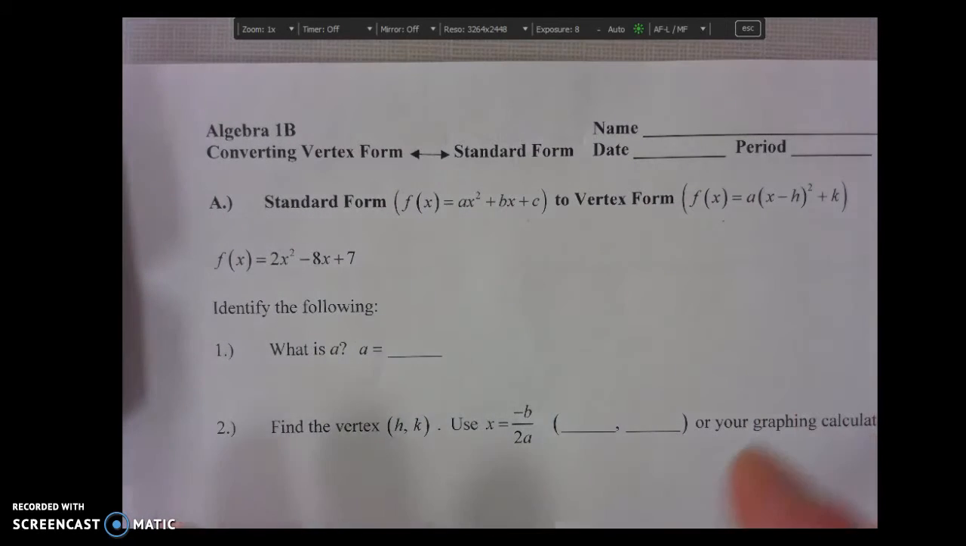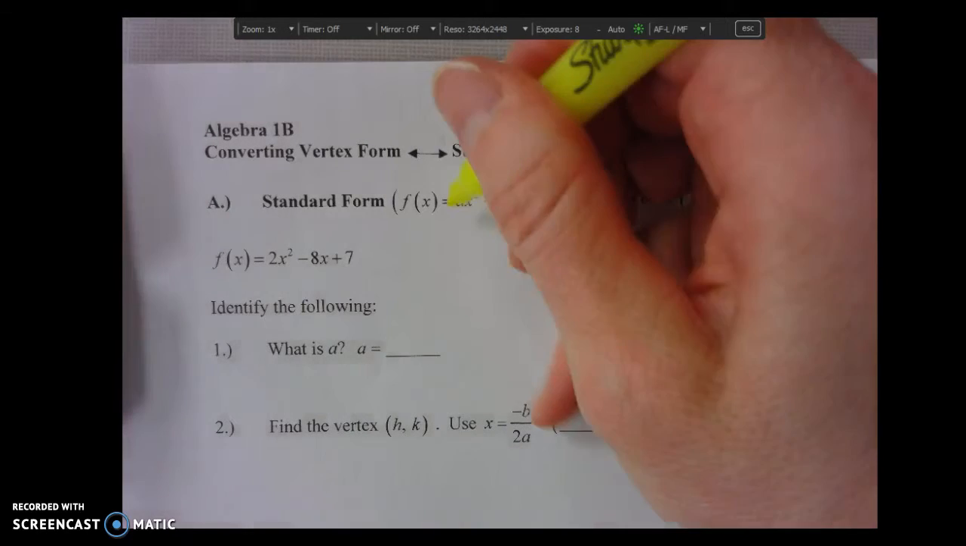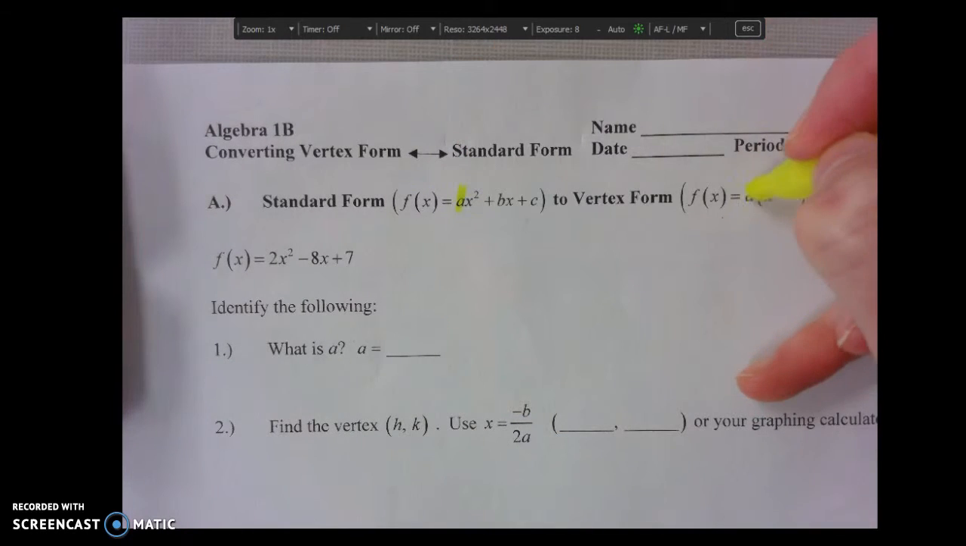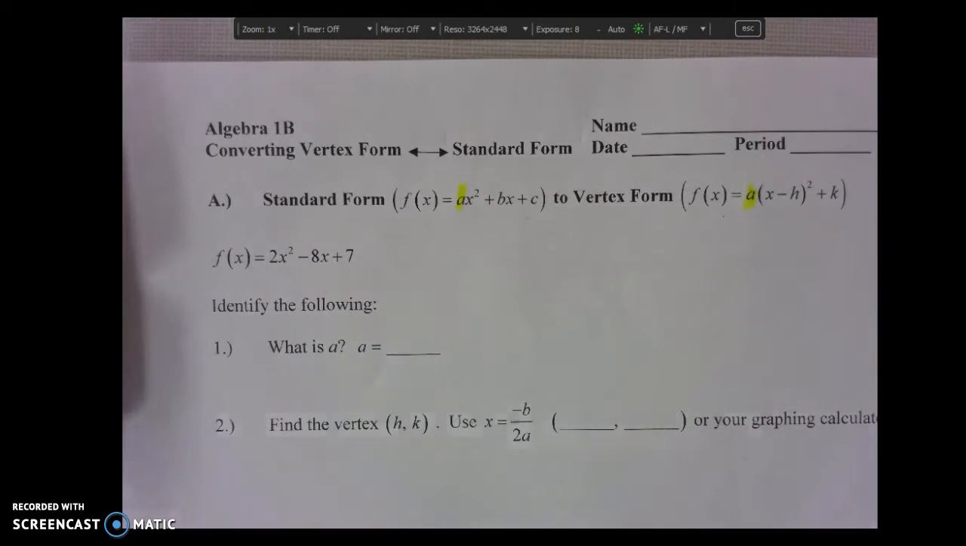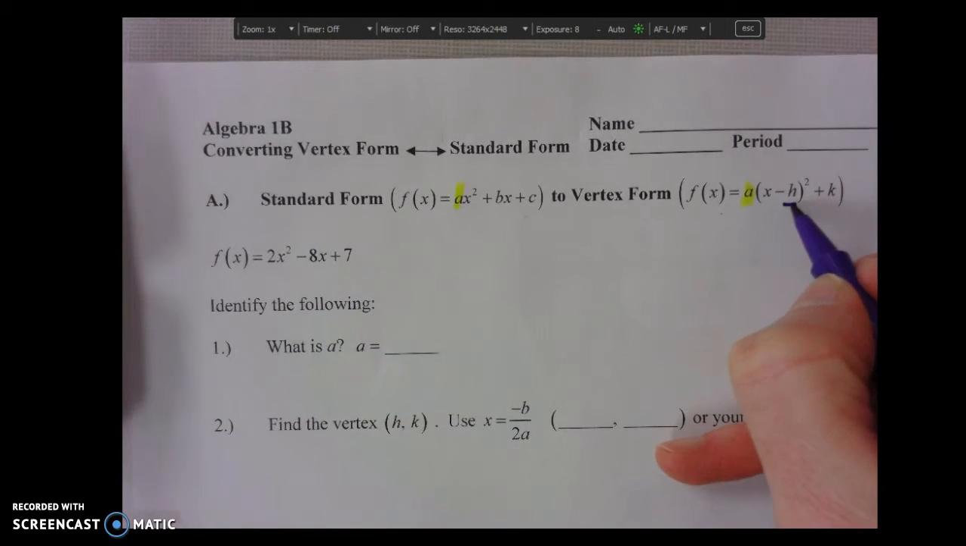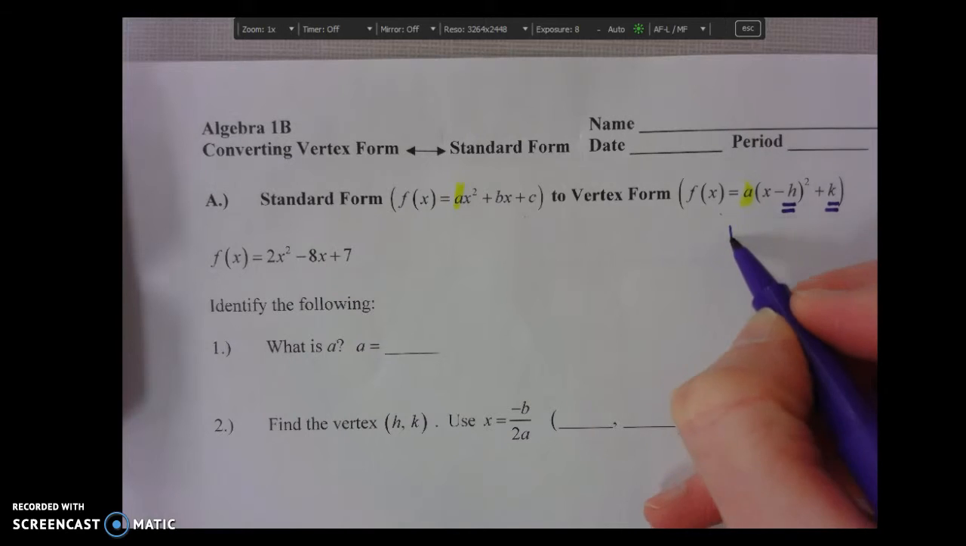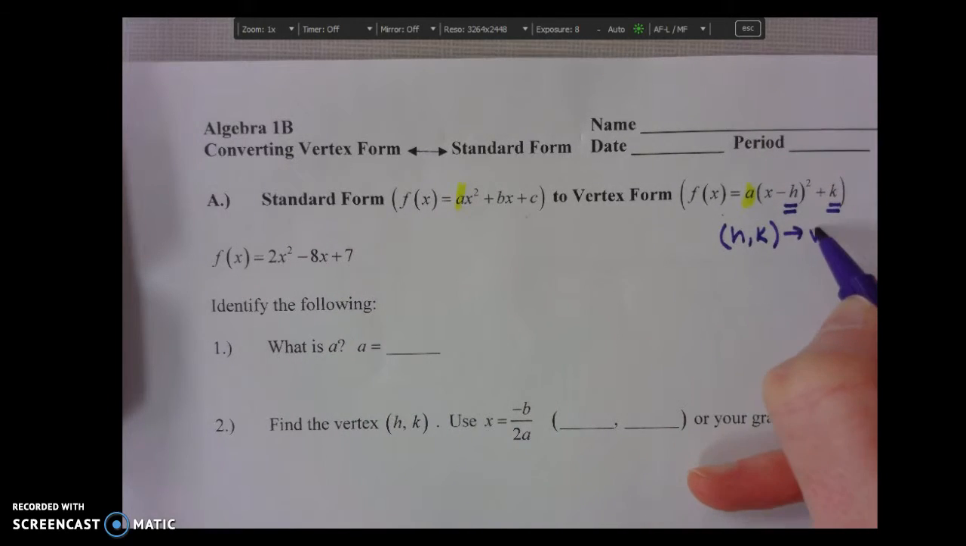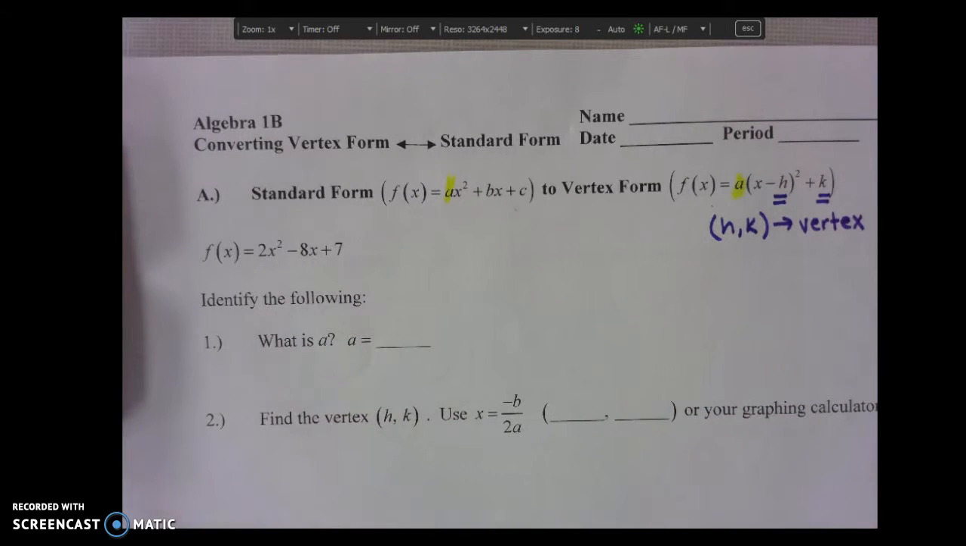We need a couple of things that we can easily find. Both forms have an A. The A is the same in both forms. You need, though, an H and a K. Good thing we know that H and K represent the vertex. And we have lots of ways to find the vertex that we can use.